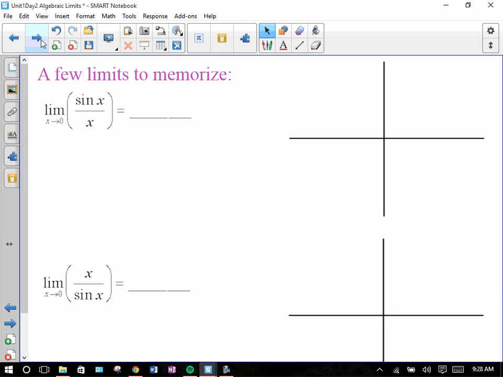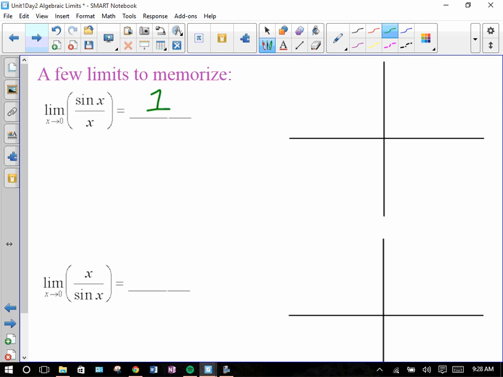So, what I want to start at, all right, these are some limits that you need to memorize. That you definitely want to know. And we remember what this first limit, the limit as x approaches 0 of sine x over x is. 1. All right, so we know that it's 1, but I want to talk about something real quick.